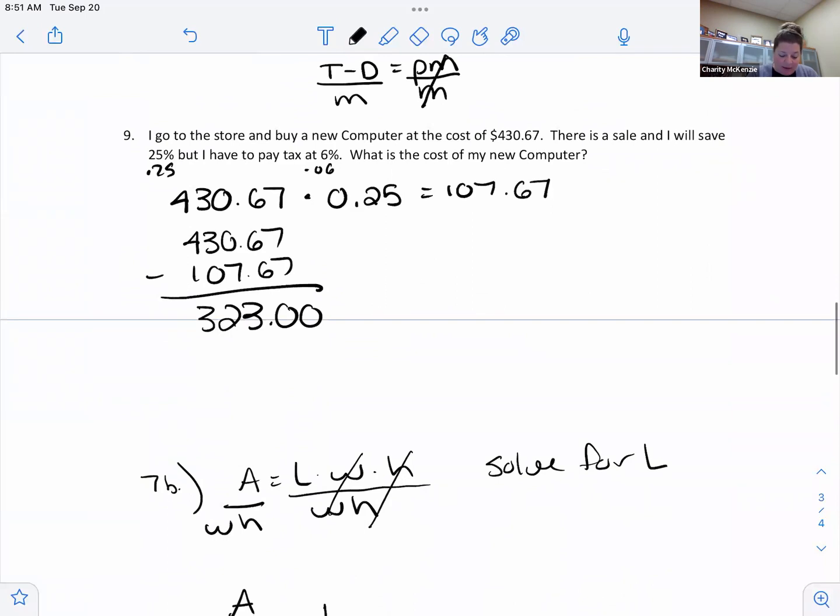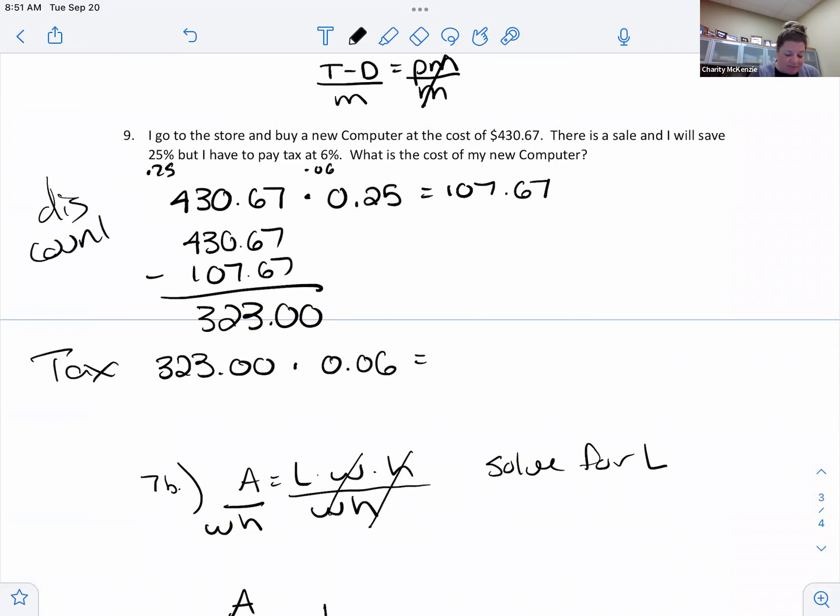Now I can figure out 323 dollars, right, times my 6% is going to give me my tax. And this was our discount. Okay, so 323 times 0.06 is going to give me $19.38. So do we add the tax back or do we get to subtract it? We add it because we owe it. So a discount, we save it. So we minus the discount, but for tax we're going to add because darn it, we have to pay it.